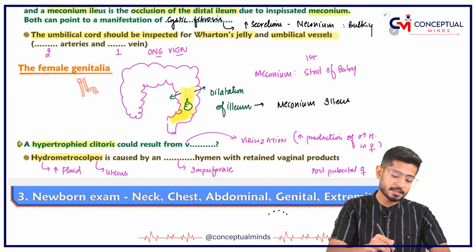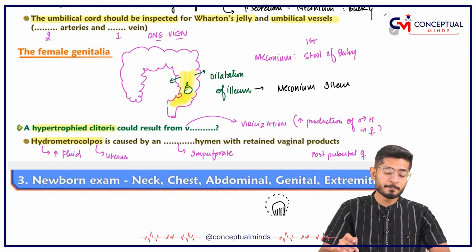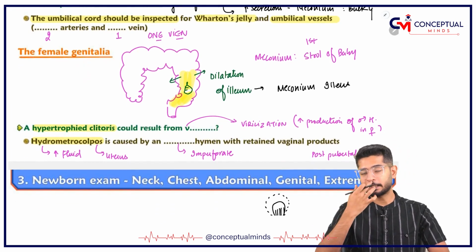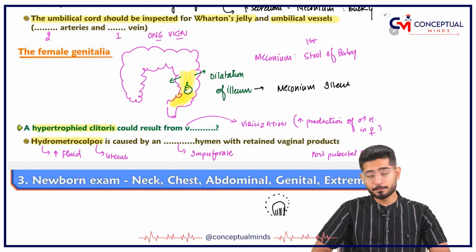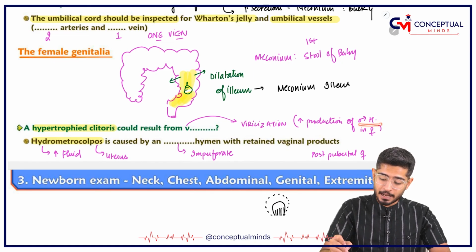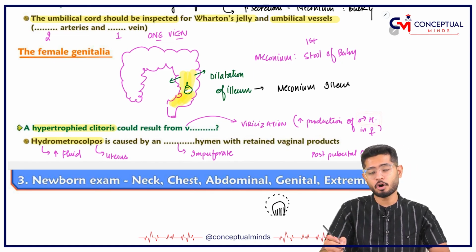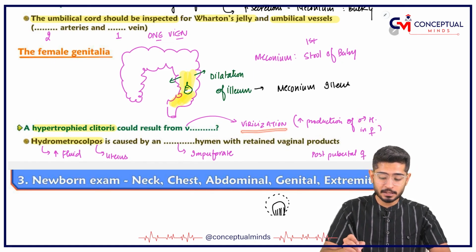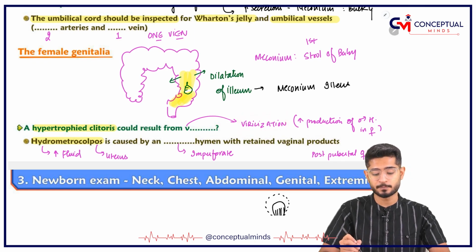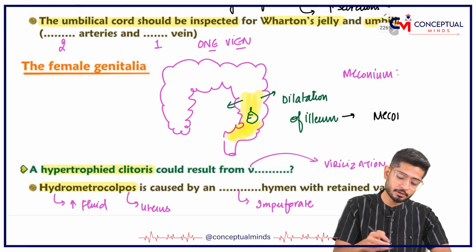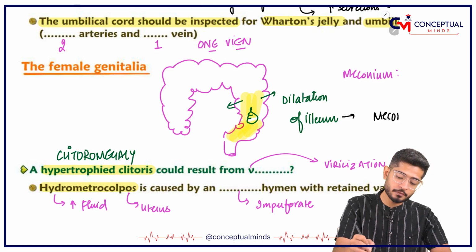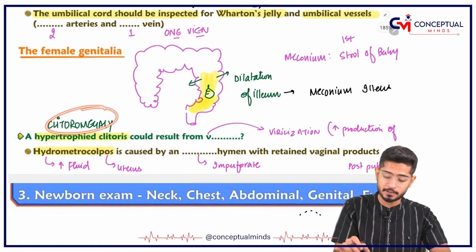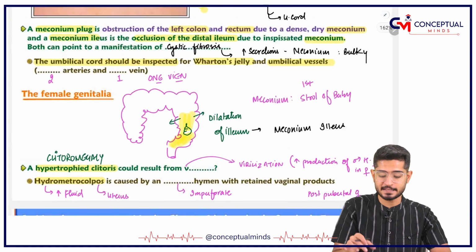Coming on to female genitalia. Remember, the clitoris is a normal finding in a female, but if the clitoris is enlarged or hypertrophied, this is because there is an increase in the amount of male hormone production in females, and the condition is called virilization. So a hypertrophied clitoris, sometimes called clitoromegaly, is because of increased male hormone production in the female, which is called virilization.